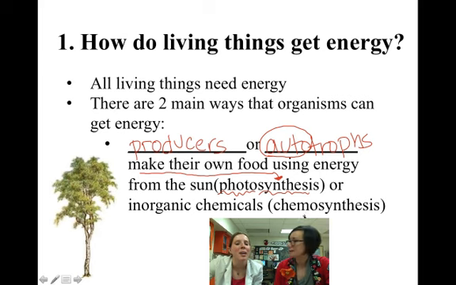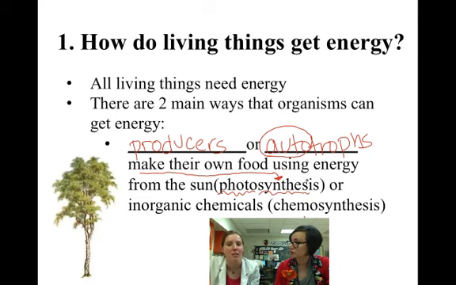Very nice. We want to keep in mind, though, that there is this other way to make your own food using energy from chemicals instead of from the sun. And it has a very similar name. It's called chemosynthesis. And we're not going to go into a lot of details of this process, but we should know that there are some weird living things out there that can do it.